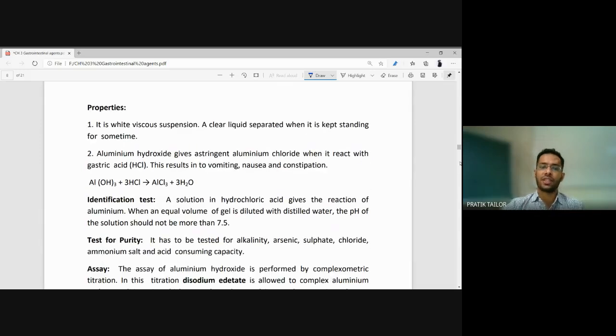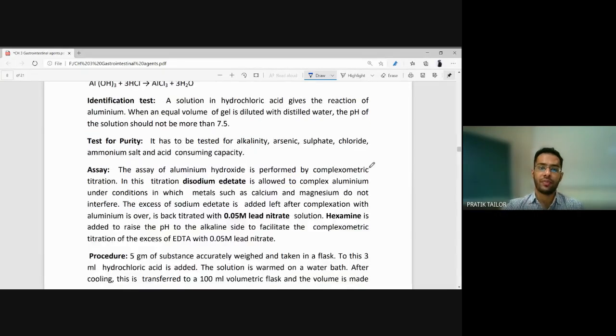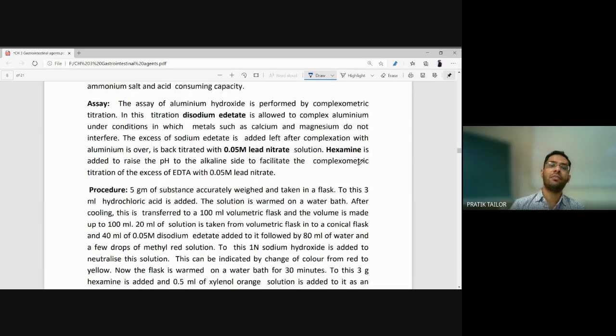Properties: it is a viscous suspension. It will give you the characteristic reaction of aluminum. It can form aluminum chloride with the acid, and this will be having some astringent action, and it can cause constipation too. Okay. Assay will be performed by complexometric titration.